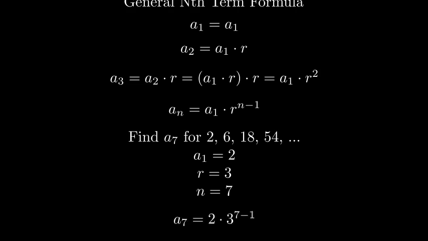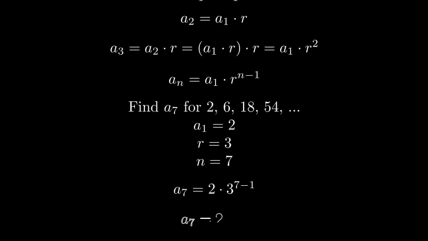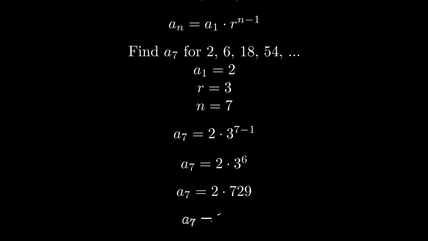A sub 7 equals 2 times 3 raised to the power of 7 minus 1. This simplifies to 2 times 3 to the 6th power. 3 to the 6th is 729. So a sub 7 is 2 times 729, which equals 1458. The seventh term is 1458.